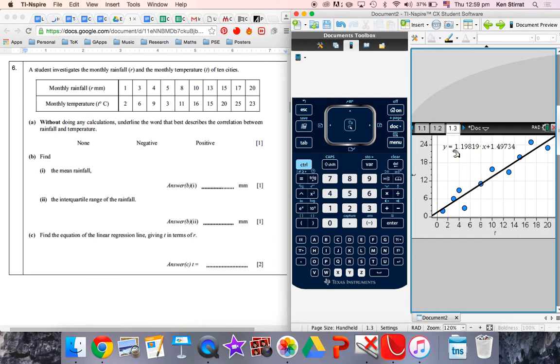The gradient means how much change on the y-axis for every 1 unit on the x-axis. Now look at the units. R is millimeters. For every 1 millimeter extra rain, we increase the temperature by 1.19 degrees Celsius. So that's the interpretation of the gradient. Okay.